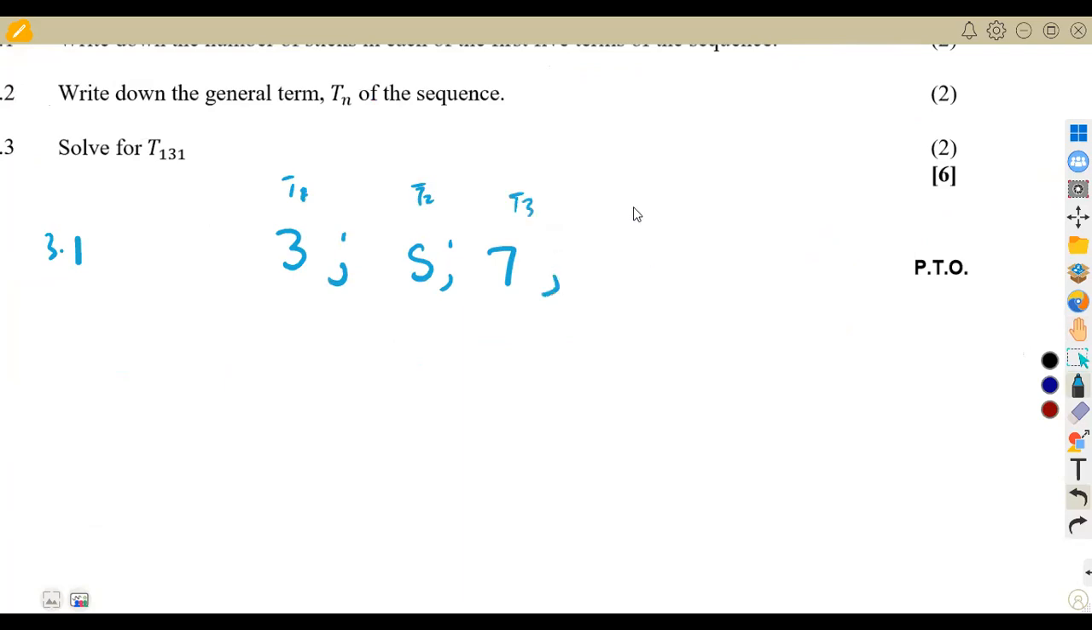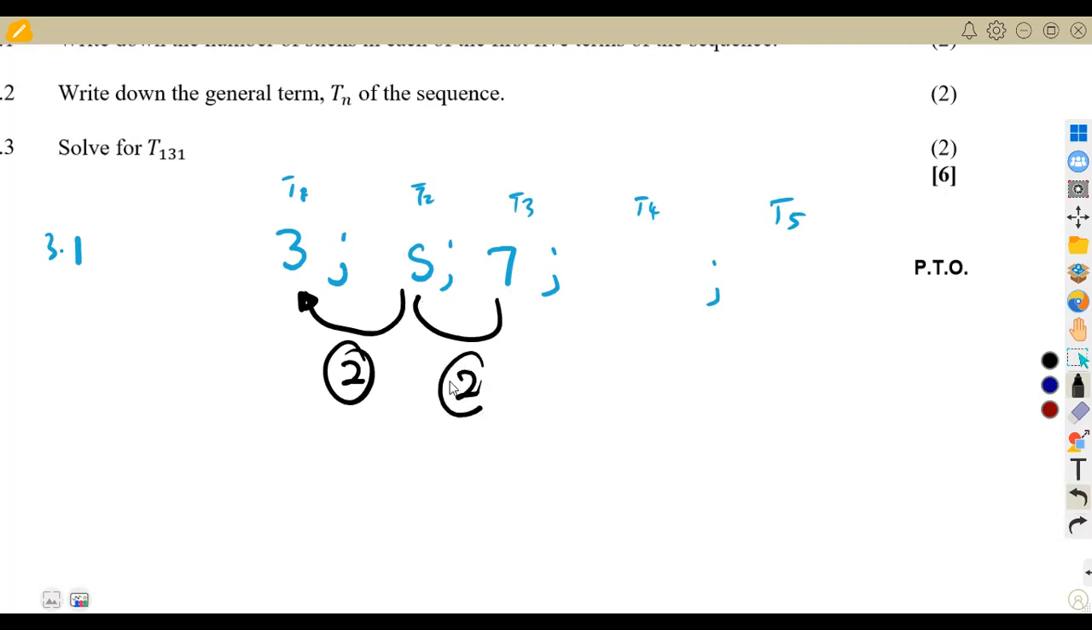So which one is going to be our T4 and our T5? If you check here, there's a common difference between these numbers. There's a difference of 2 there. If you subtract 5 minus 3, there's a difference of 2. 7 minus 5, there's a difference of 2.